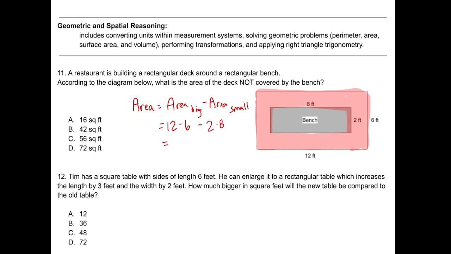And so we get, let's see, 12 times 6 is, gosh, sorry guys, 72, there we go, minus 16 is going to be 56. So 56 square feet.